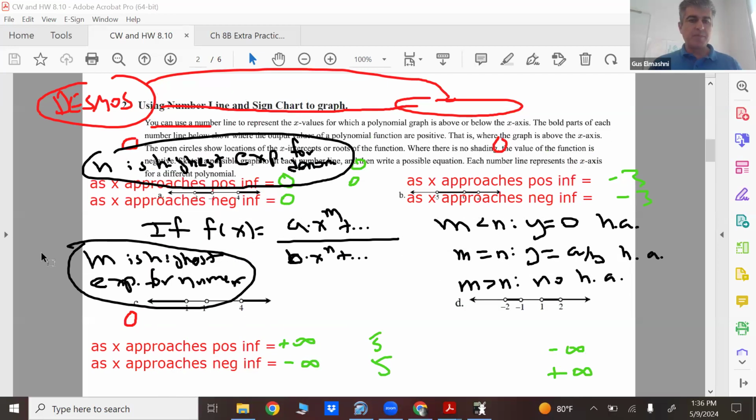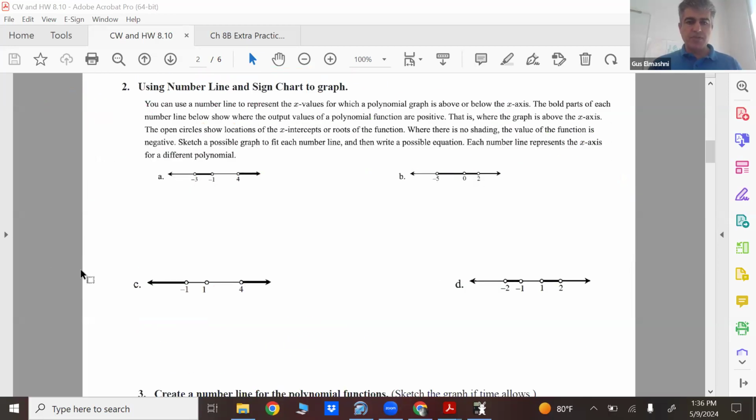Okay, so using a number line and sign chart for a graph. First off, we're just going to write inequalities. I think that's all they want us to do right now. We can keep things simple. So what inequalities do you think you'd write for part A? X is in between what 2 numbers?